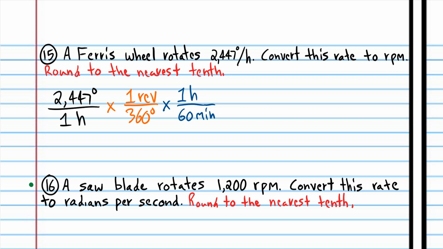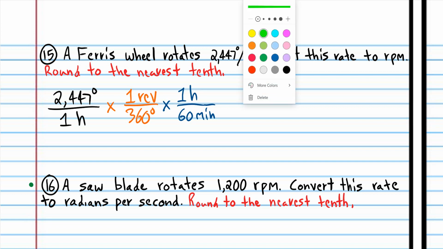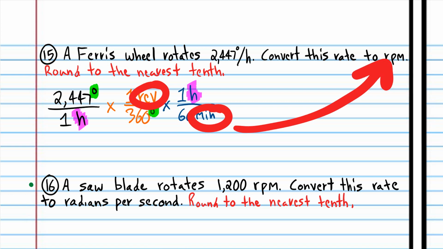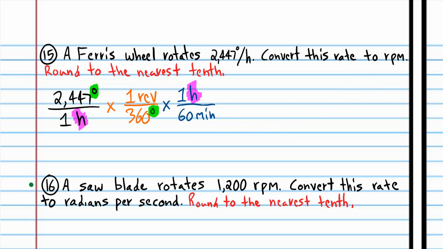Now, how do I know that I did this correctly? I know because the degrees cancel out. We have degrees in the numerator and degrees in the denominator. And also, we have hours in the numerator and hours in the denominator. And we're left with revolutions per minute, which is what they're asking for. So now we just have to calculate 2,447 times 1, and then times 1 again is just 2,447, and its revolutions, that's what's left over.